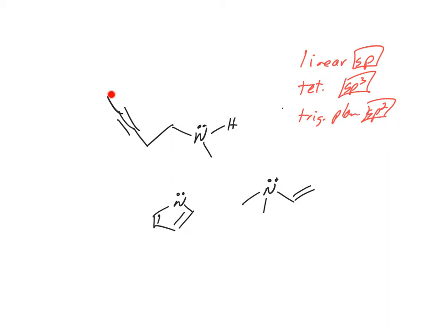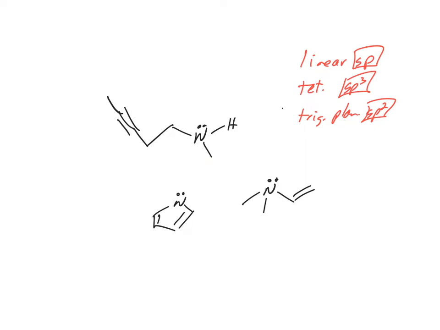So this would be sp3 because it has no pi bonds. This carbon would be sp because it has 2. This carbon would also be sp because it has 2. sp3, sp3, sp3, sp3, right?